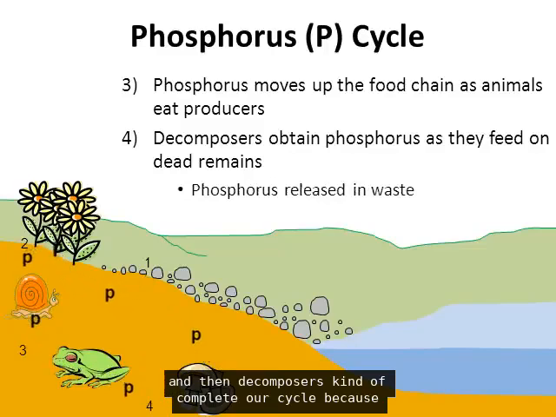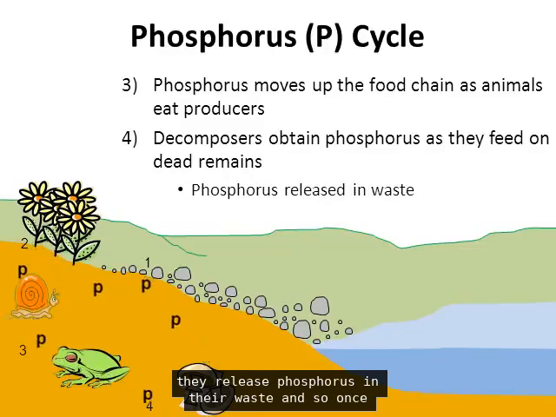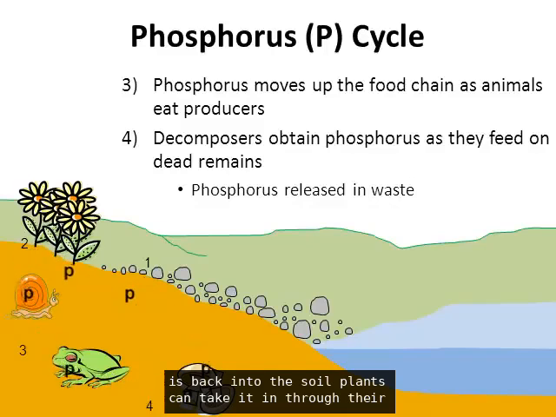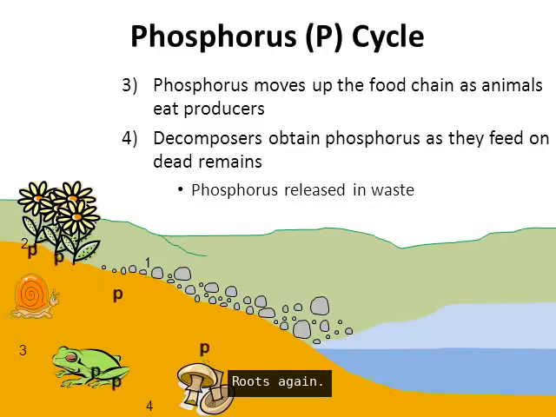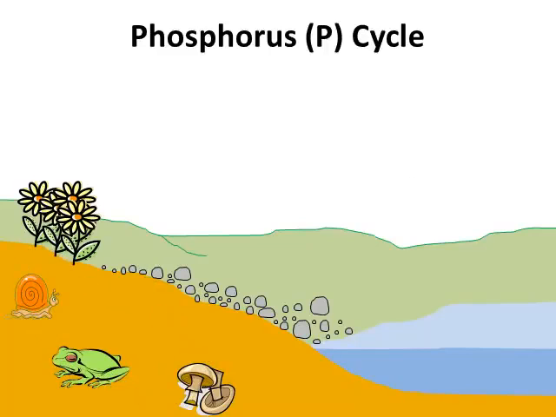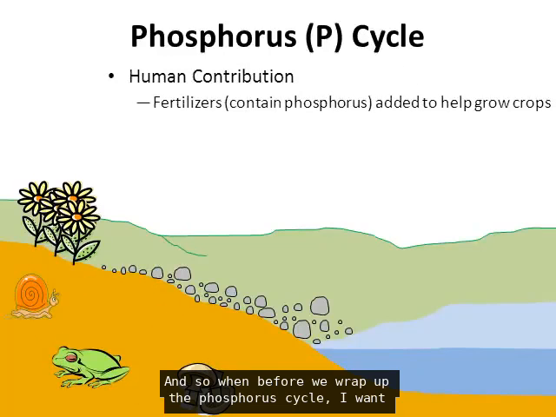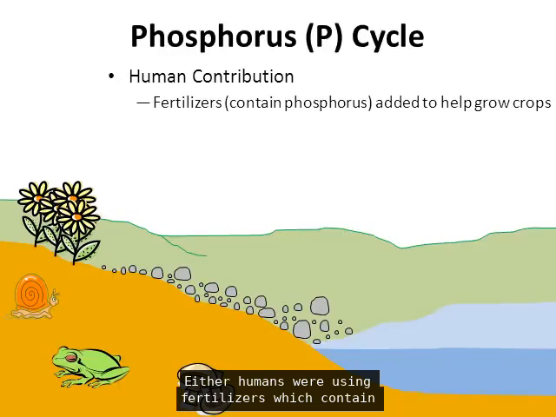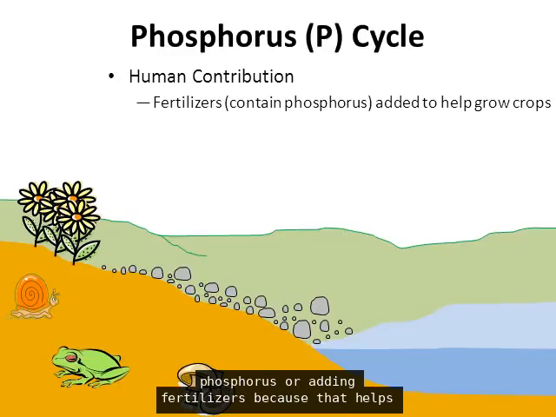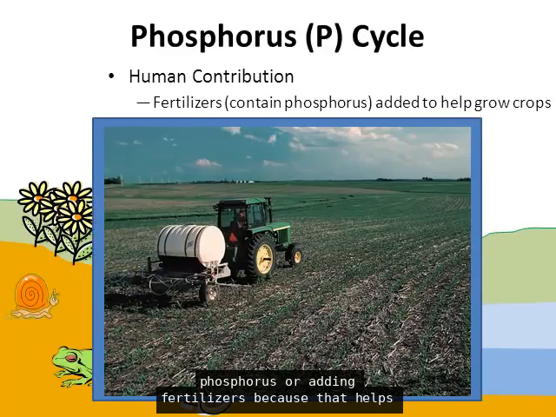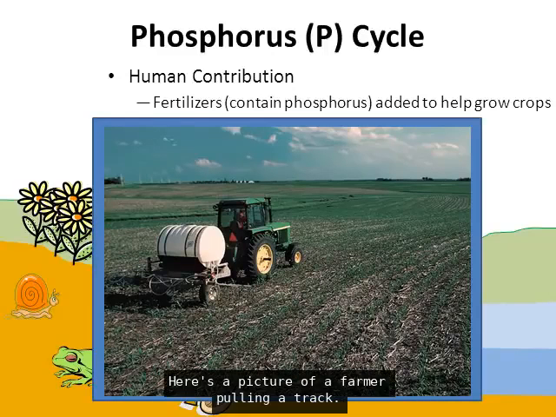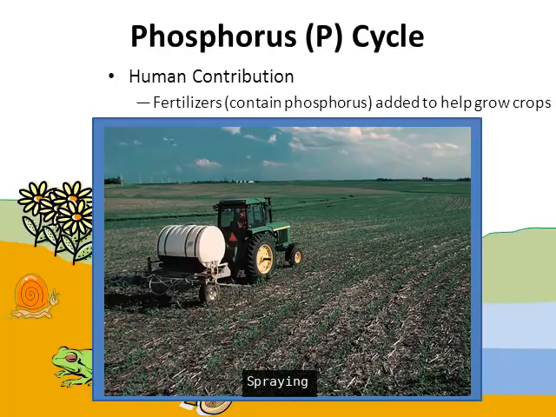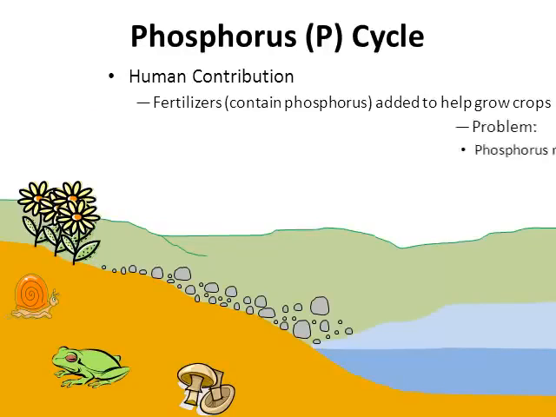And then decomposers kind of complete our cycle because they release phosphorus in their waste. And so once phosphorus is back into the soil, plants can take it in through their roots again. And so before we wrap up the phosphorus cycle, I want to mention the human contribution. Humans, we're using fertilizers which contain phosphorus. We're adding fertilizers because that helps our crops grow better. Here's a picture of a farmer pulling a tractor, spraying fertilizers onto his crops. It's going to help the crops grow better.